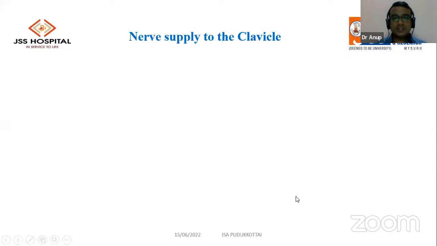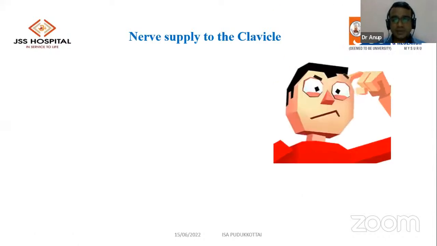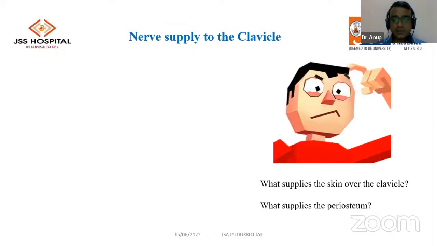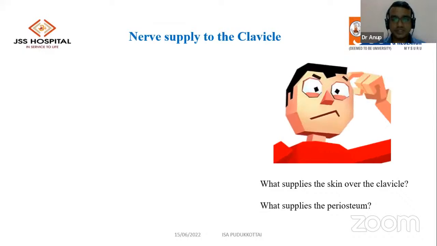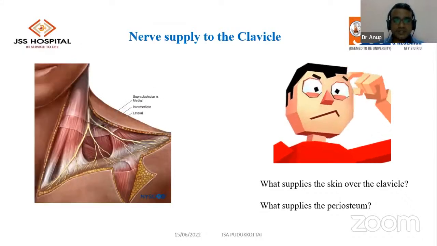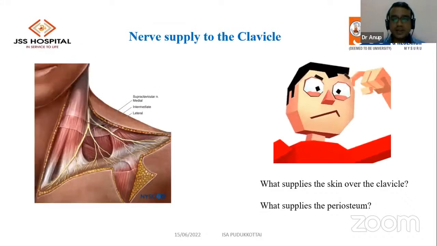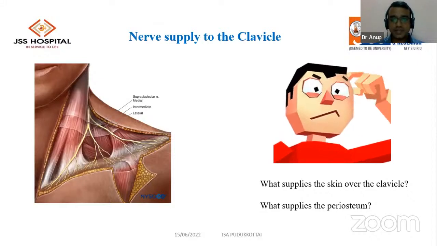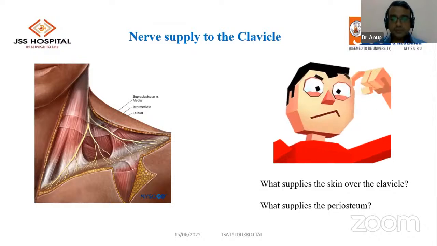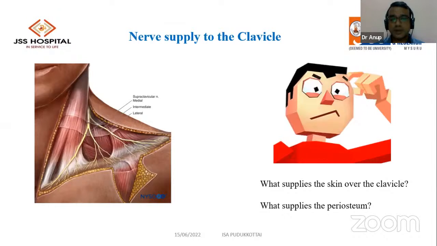Now, what is the nerve supply to the clavicle? It is not as simple as that, because you have two things to cover: what supplies the skin over the clavicle and what supplies the periosteum. The skin over the clavicle is supplied by the supraclavicular nerves, which are branches of the superficial cervical plexus. Whereas for the periosteum, we don't have a particular nerve that supplies it.